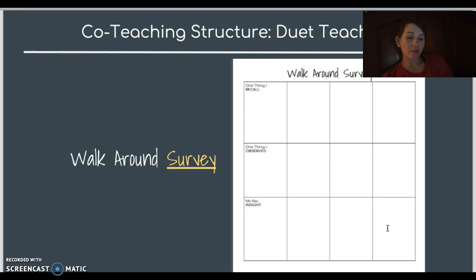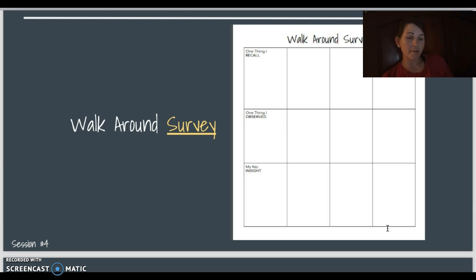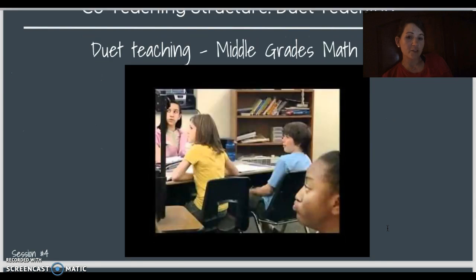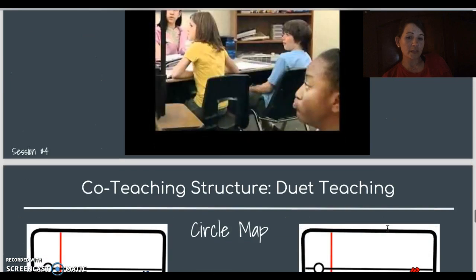So what they'll do is everyone will have a survey. You'll notice there are 9 grids. They'll swap papers, write one thing, and then swap papers again until 6 grids are filled up. Volunteers will share out at the end. Following that, the middle grades math duet teaching video will take place.